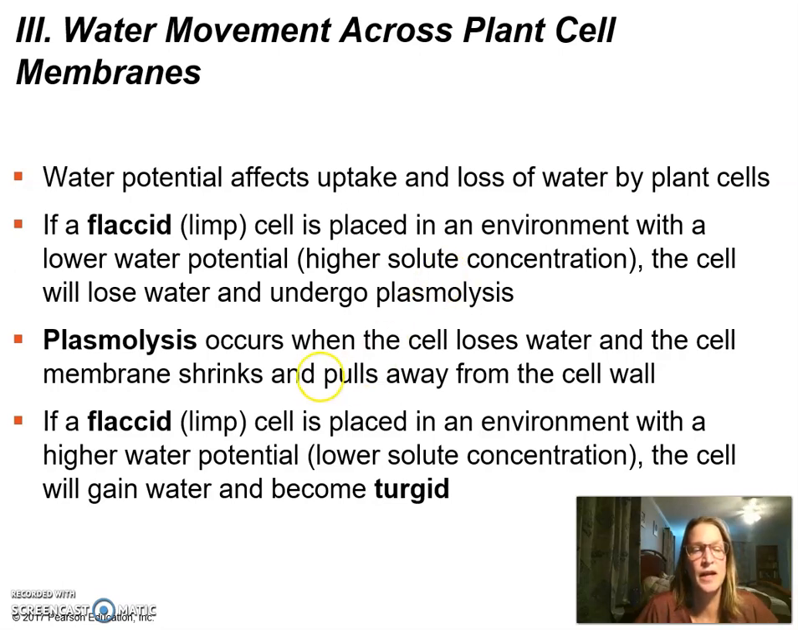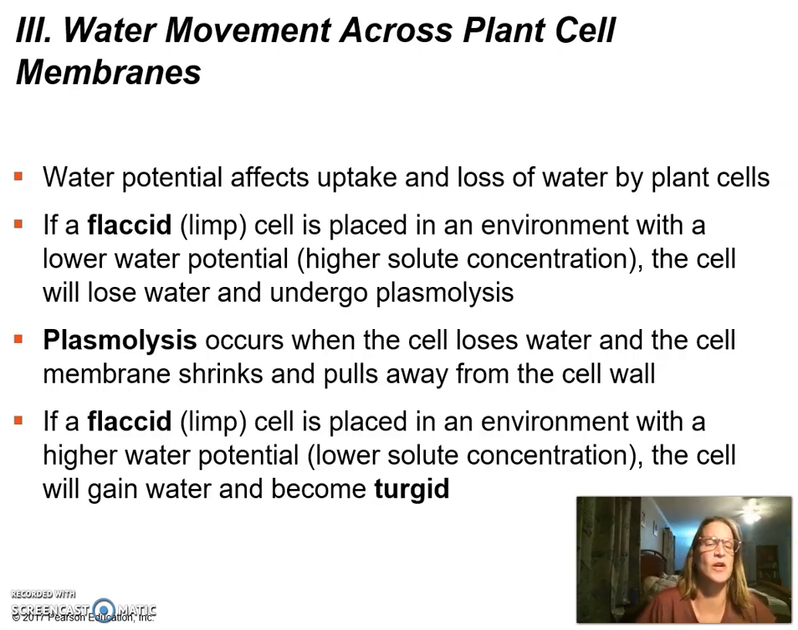Plasmolysis is the process by which the cell loses water and the cell membrane actually shrinks away from the cell wall. I'm pretty sure you saw that in lab when you were looking at the Elodea cells, but I'm going to show you a video of that again in case you don't remember or in case you didn't get to it. So you just have to wait a second.